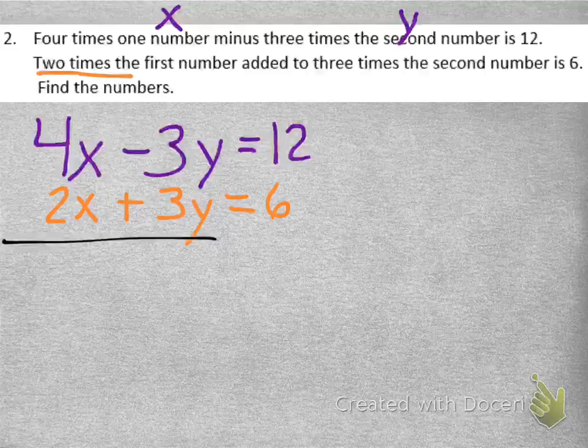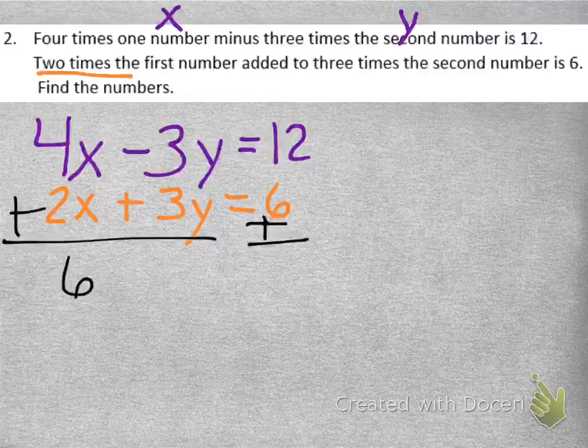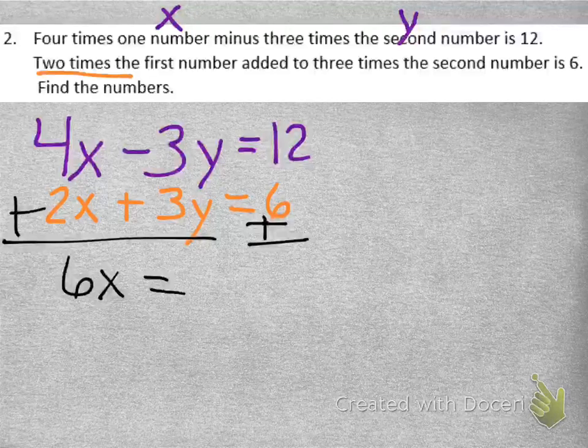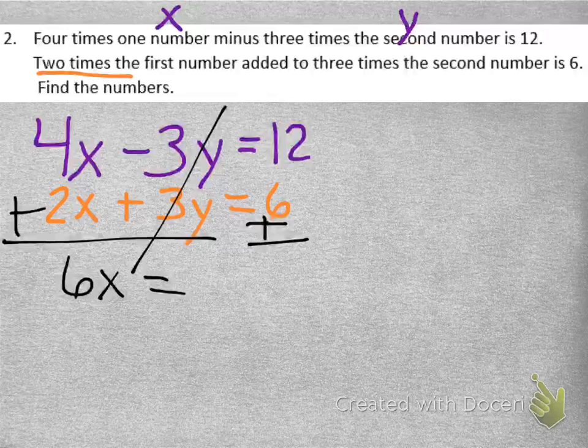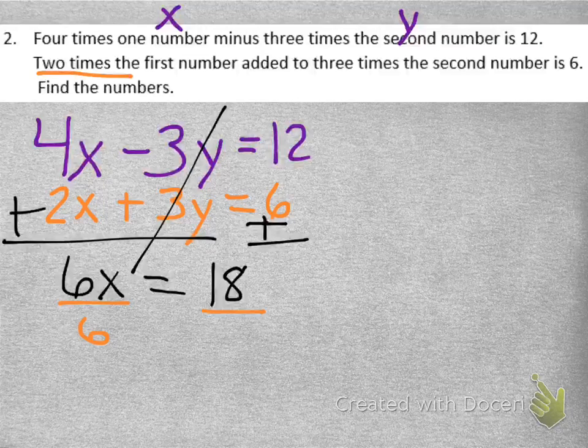Now notice we have opposite coefficients on the y, so we're ready to add these together. 4x and 2x is 6x. The y's are eliminated. Negative 3y plus positive 3y is 0. It's gone. 12 plus 6 is 18. To get rid of multiplying by 6, divide by 6.